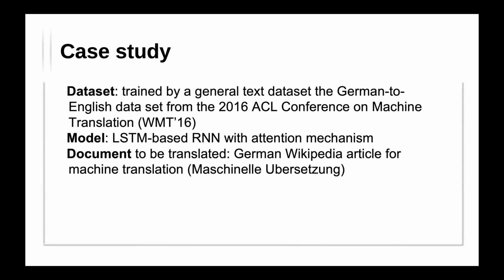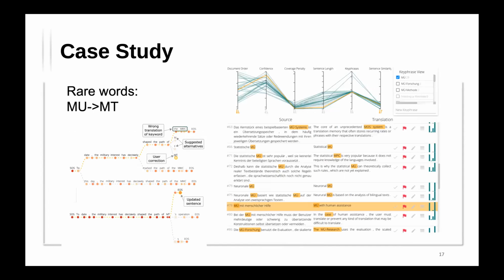So how they conducted the case study is, first, they used a general text data set, which I assume is quite famous, and then trained the LSTM-based RNN with attention mechanism on the data set. And later they uploaded a document from Wikipedia about machine translation to the system and saw the result. First is the problem of rare words.